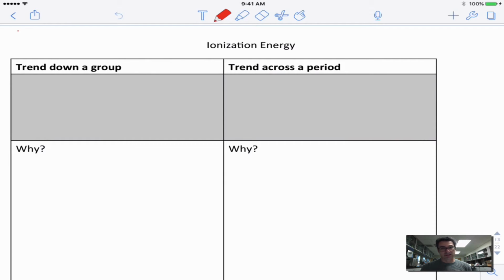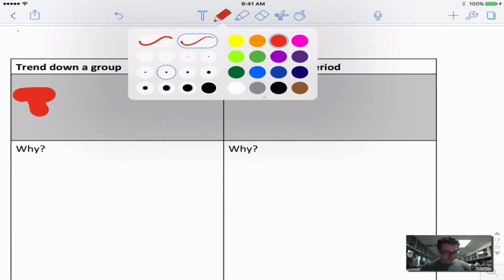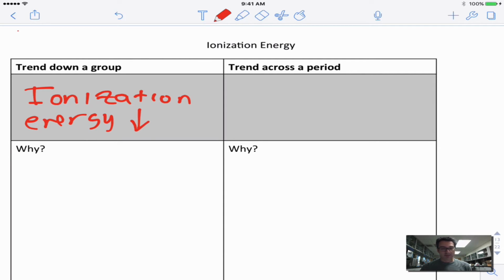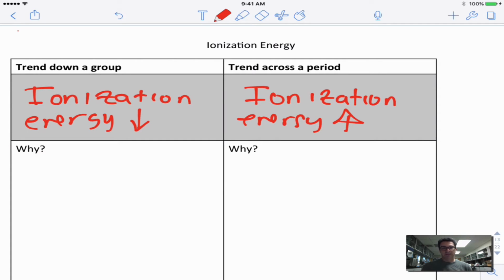So when we look at ionization energy going down a group, what we'll see is that the ionization energy will decrease. And when we look at ionization energy across a period, we'll see that the ionization energy will increase. So we have these two different trends.